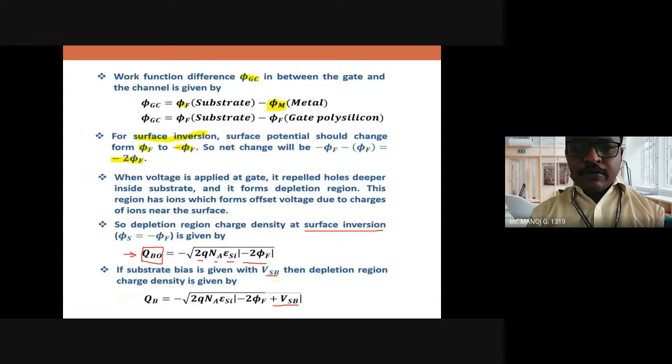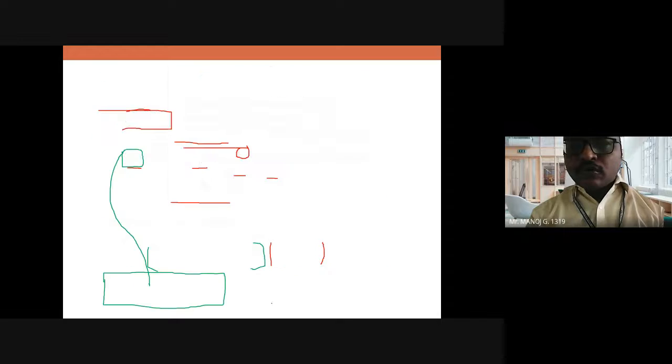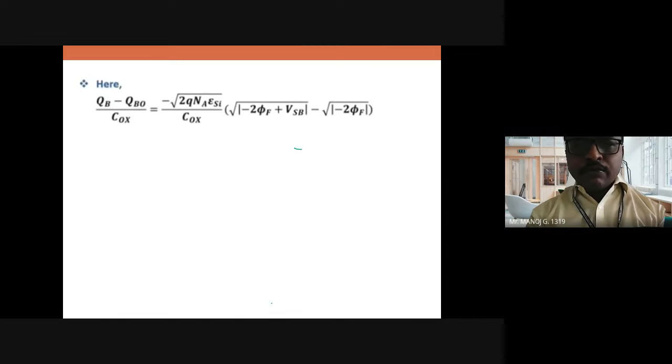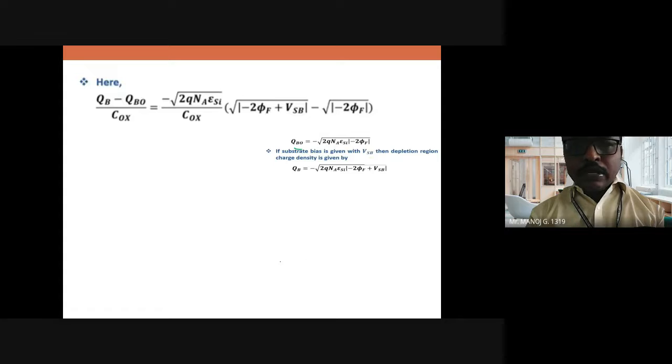We have learned the third parameter. What is QB? QB is nothing but root of 2 times q into Na into epsilon Si into 2 times phi f. That we already studied. I'm taking QB and QBOX and substituting. I'm taking the common terms, which is common to both QB and QBOX. So I segregate that particular term outside and write the remaining over here. Okay, so this is the expression for this.